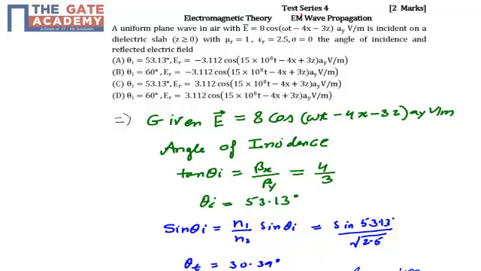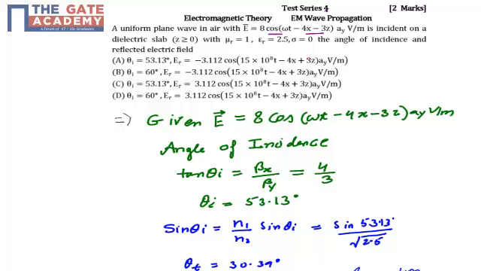Hello friends, this question is from test series 4 from the subject of AIMT, and the topic name is EM wave propagation theory. In the problem we have a uniform plane wave in air with an electric field of 8 cos(omega t minus 4x minus 3z), which is propagating along the y-axis.